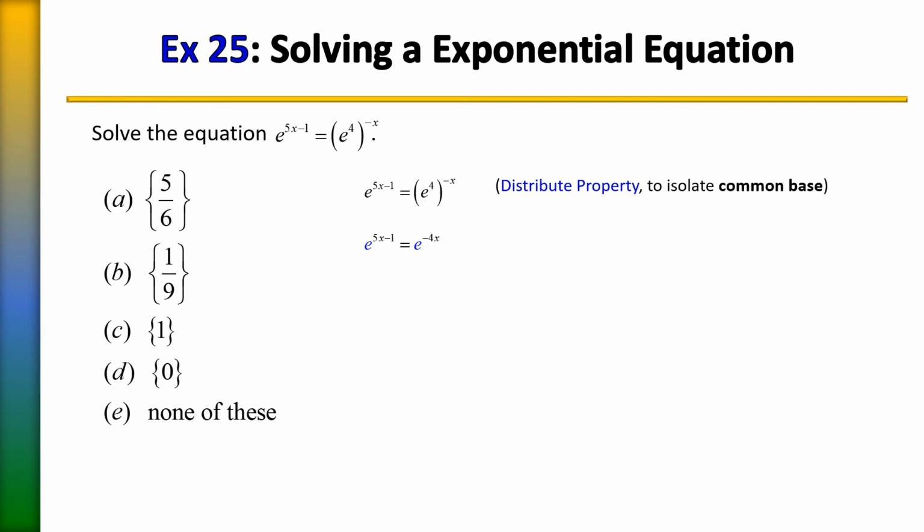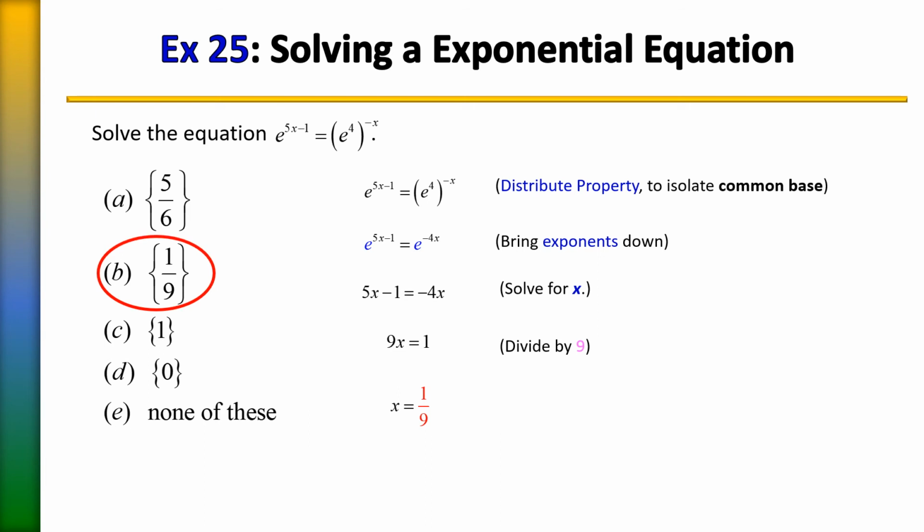Now that we have our common bases there, we can go ahead and bring our exponents down, because recall the equivalence property of exponents states that our exponents will then be equal to each other. So that's 5x minus 1 is equal to negative 4x. We want to solve for x. I'm going to add 4x to each side, and I'm also going to add 1. When I do so, that will leave me with 9x equals 1. The last step to solving this is to divide by 9. And x equals what? You got it, 1/9. And there you have it. Answer choice B.